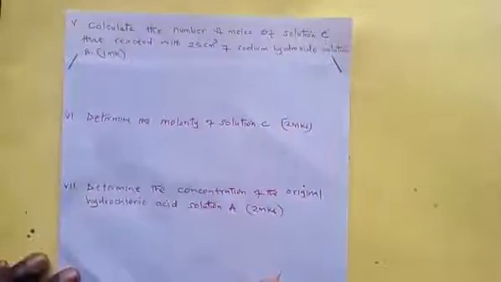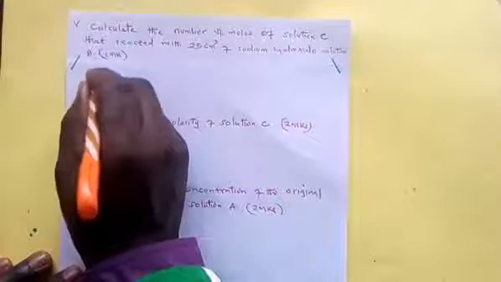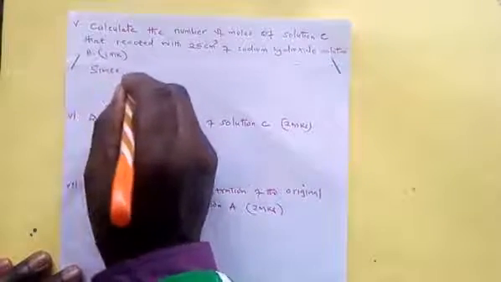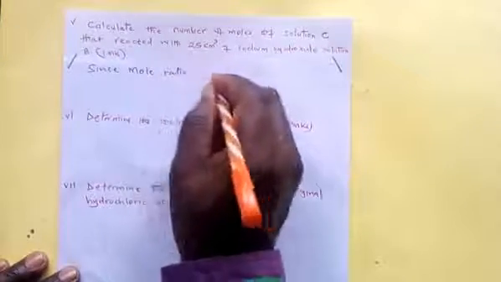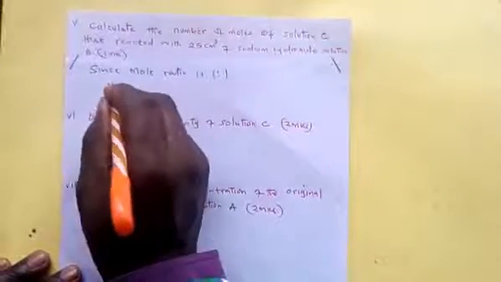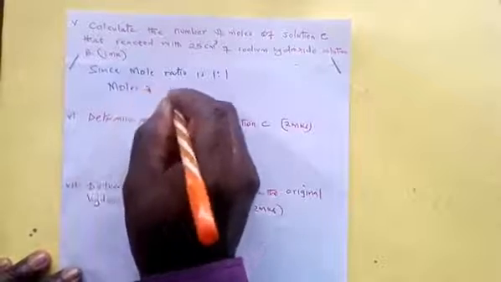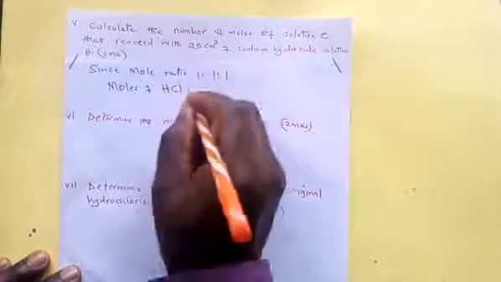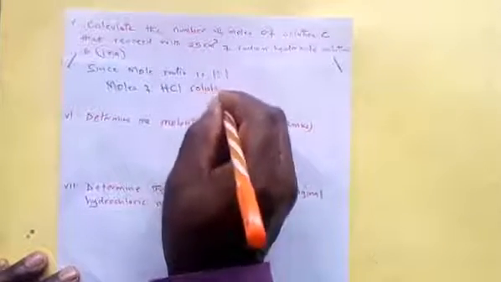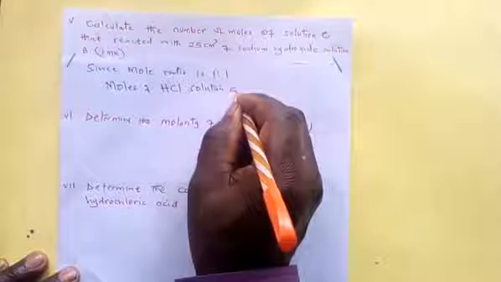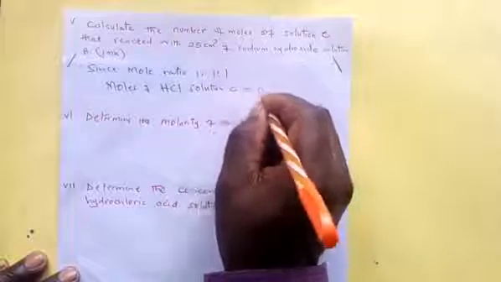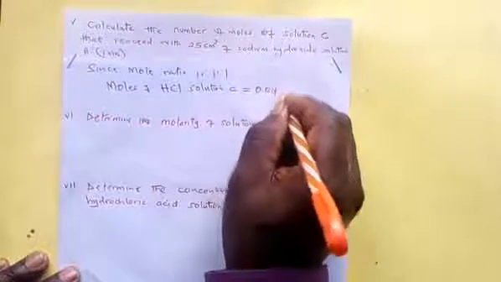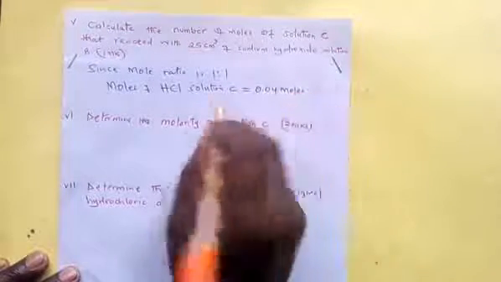So let us go back to our question. So we say that since mole ratio is 1:1, moles of HCl solution C is equal to 0.04 moles. The ratio is 1:1.